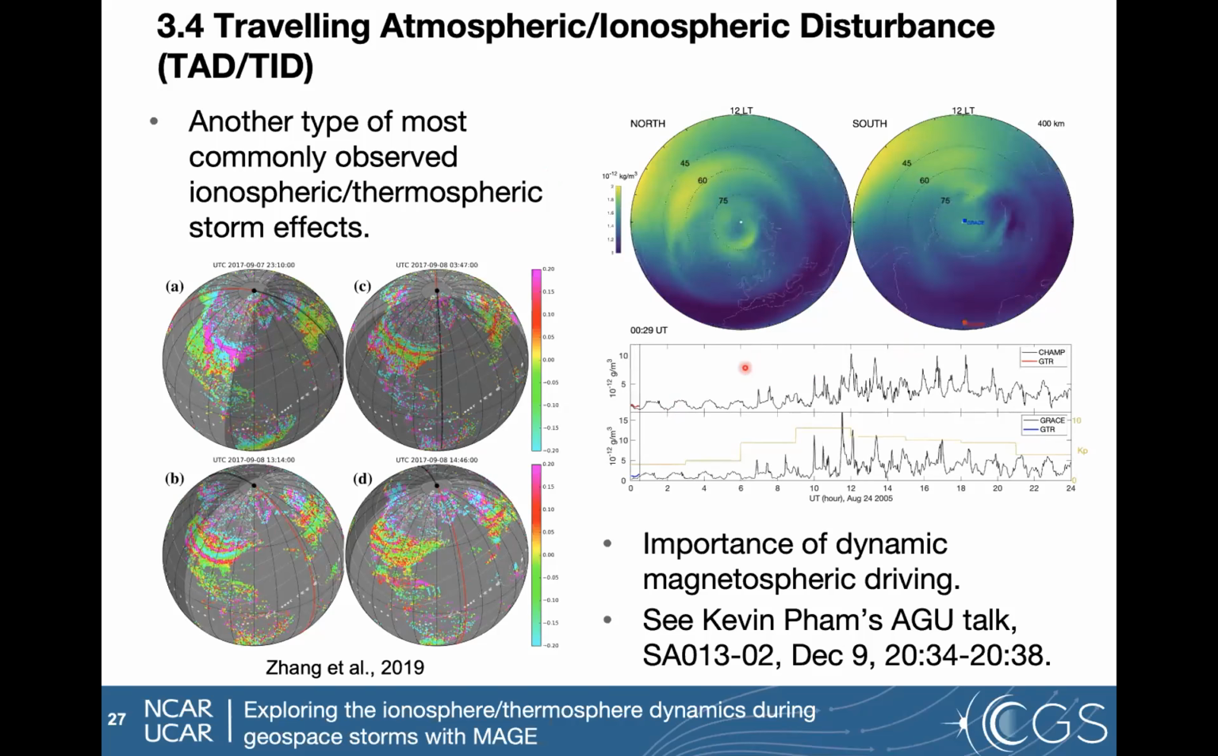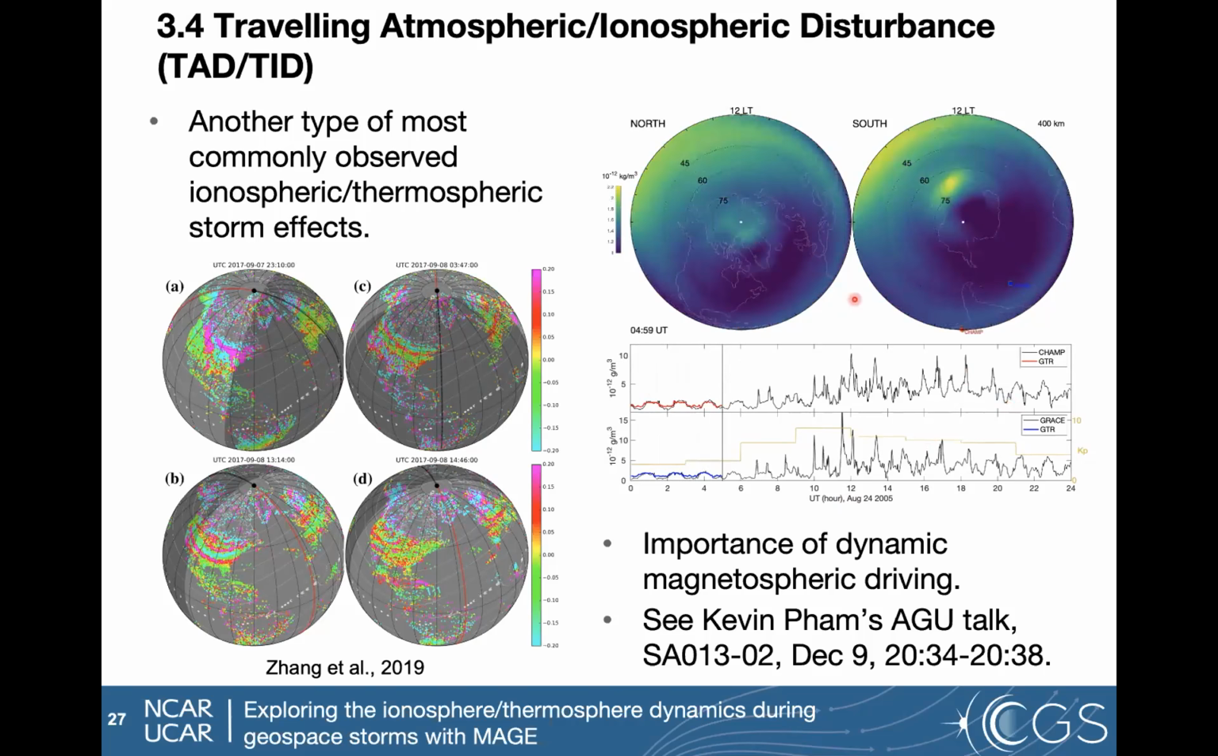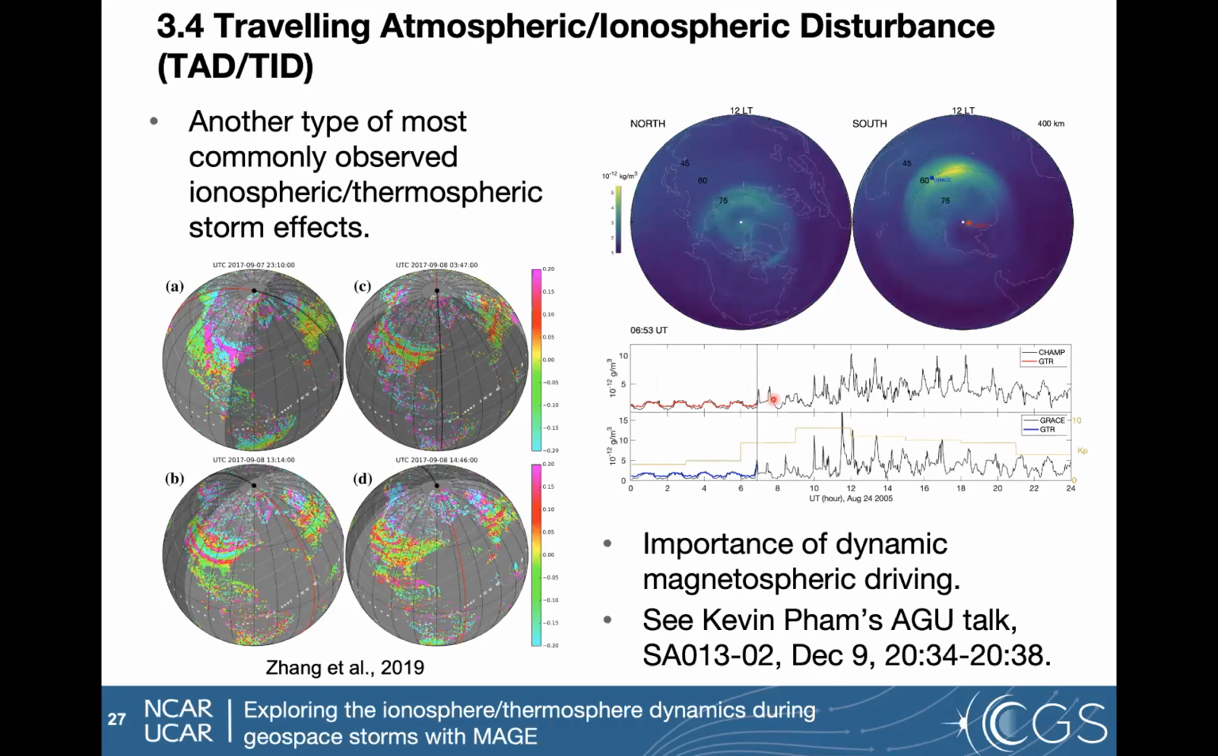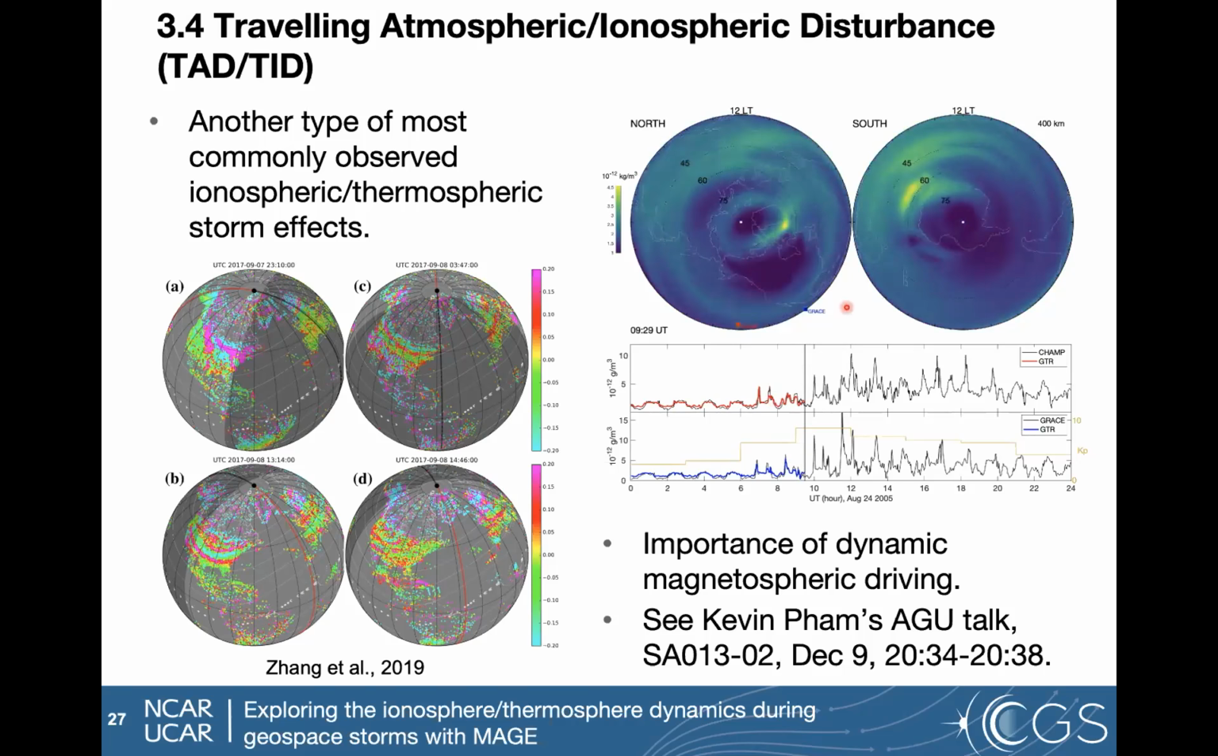So this is the result of TAD from the MAGE simulation and the comparison with two satellite observations, CHAMP and GRACE. And there should be another one, which I don't have here. Just by comparing this MAGE simulation with the standalone TIDCM driven by the empirical Weimer model, you can see a lot of improvements in this data-model comparison, which on one hand demonstrates the importance of dynamic magnetospheric driving in the study of dynamic processes like TAD or TIDs.